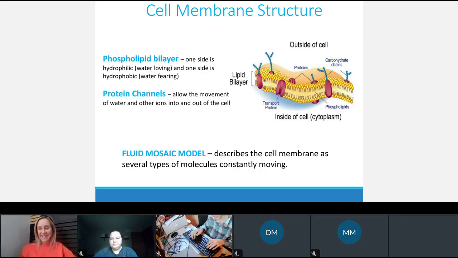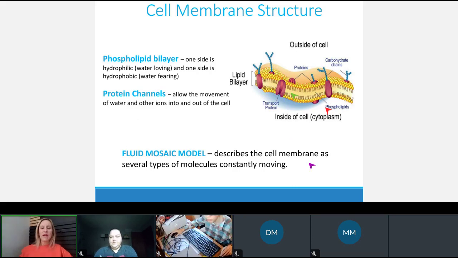Anybody like a water slide? I like a good water slide. Awesome. So this is our phospholipid bilayer. These protein channels are just plugged throughout it to allow other things to move in and to move out.